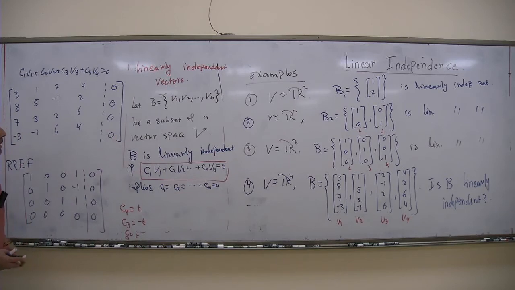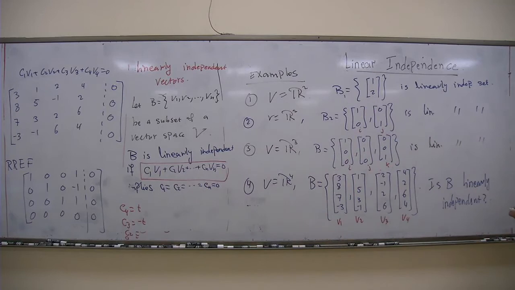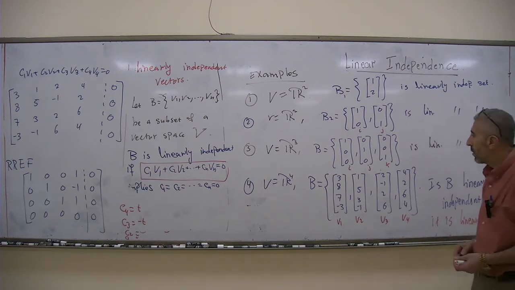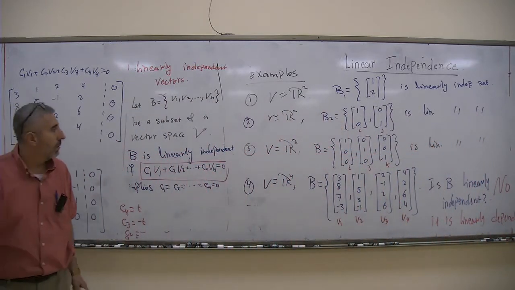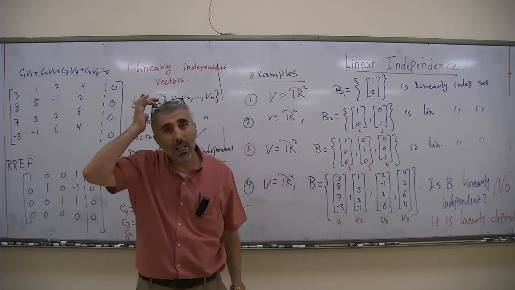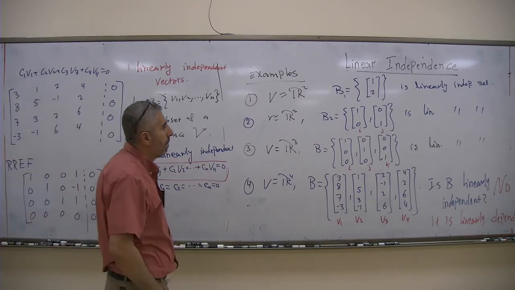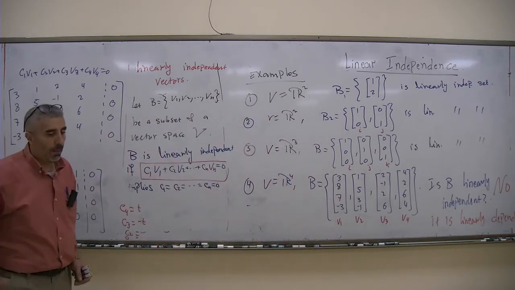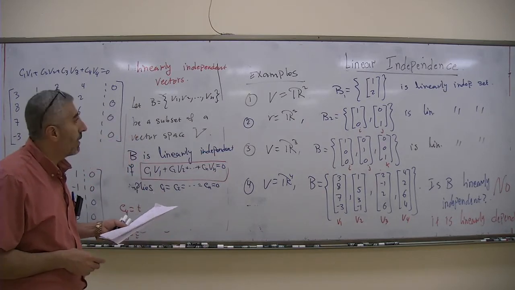So basically, there is a solution other than the trivial solution. Correct? So what does that mean? It means this is not linearly independent. No, it is linearly dependent. So those vectors are linearly dependent. Okay? One of them can be written as a linear combination of the others. Okay? All right.